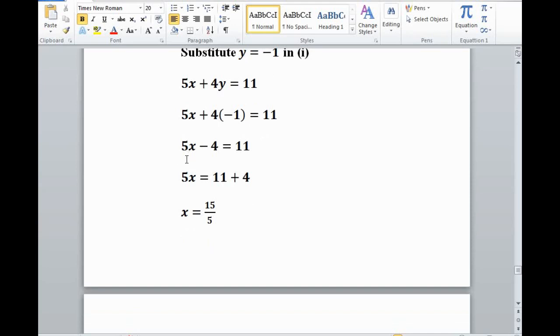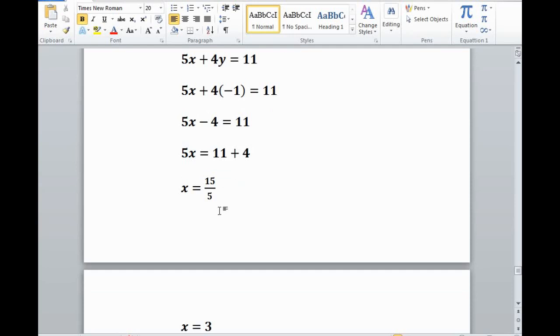And now to find the value of x, first of all, I will take this negative 4 from the left to the right side, or you can also add positive 4, which is the additive inverse of negative 4, on both sides of this equation, so that we can eliminate negative 4 from the left side. So 5x equals 11 plus 4, 15, and to eliminate 5 from the left hand side, let's divide both sides of this equation by 5. So this equation becomes x equals 11 plus 4, 15, upon 5.